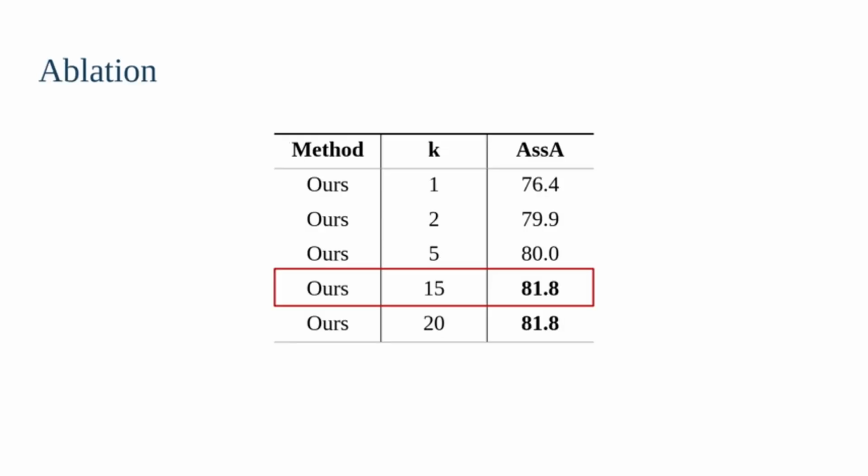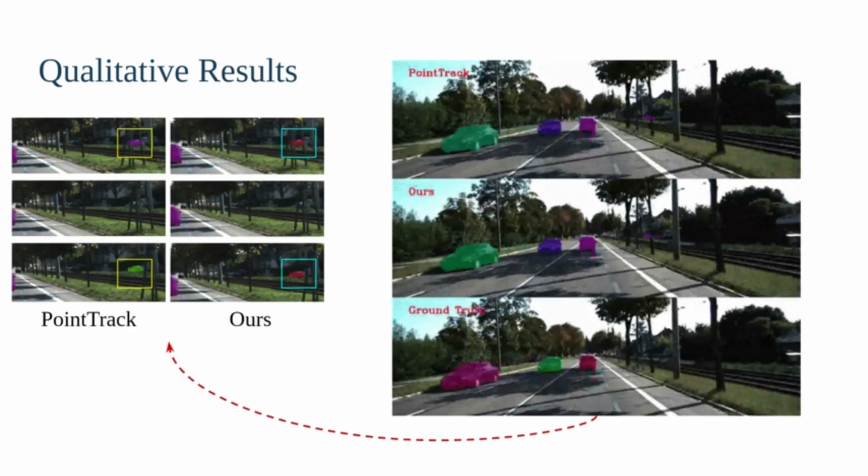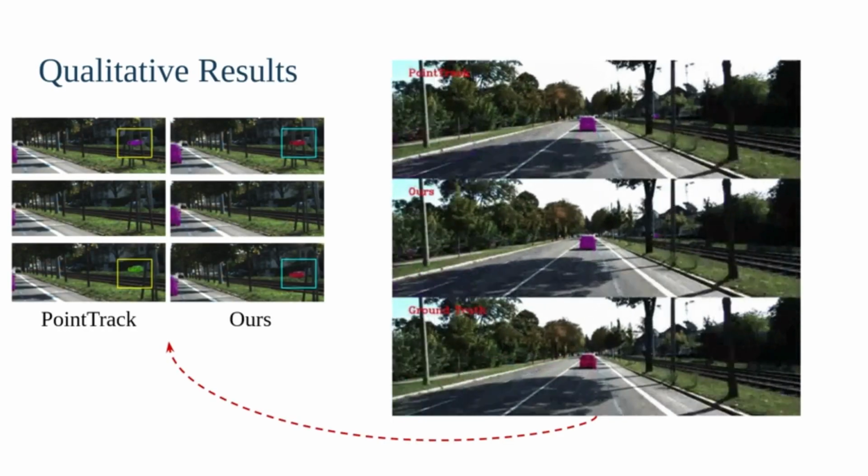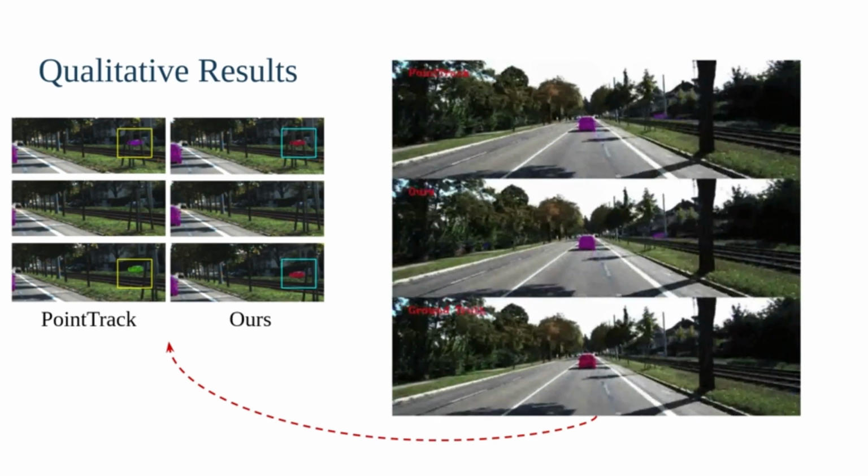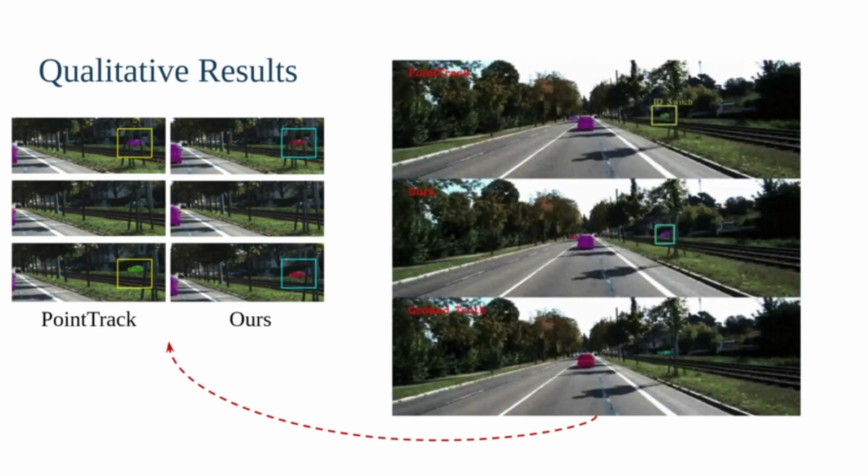Next, we show the usefulness of having top k assignments instead of just the best local assignment. When k increases from 1 to 15, the association accuracy increases. Please check our paper for more quantitative results. Qualitatively, we see in the video that an identity switch occurs for PointTrack. Our method was able to preserve the identity.